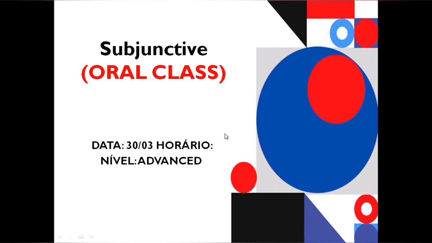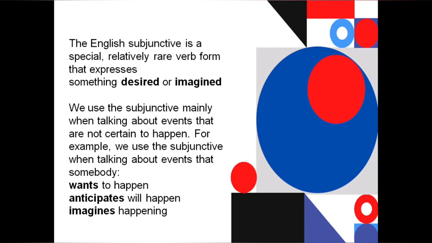Hi everyone, today we're going to be talking about something special and important if you want to brush up your English and make it sound more formal. Alright? We're learning the subjunctive. The English subjunctive is a special, relatively rare verb form that expresses something desired or imagined. We use the subjunctive mainly when talking about events that are not certain to happen, okay?